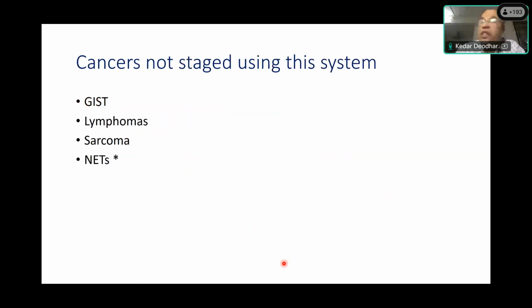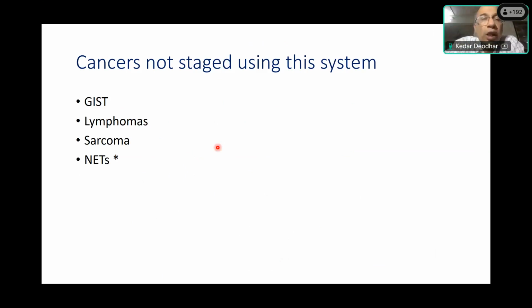Cancers not staged using this particular system are GIST, because this TNM staging system is usually used for carcinomas. For GIST, lymphomas and sarcomas, and NET, staging is slightly different. NET is similar, but I'll point out in a minute what the difference is. Lymphomas, obviously, we are not going to get tested. It is very uncommon to get an organ resection if we have an established diagnosis of NHL or Hodgkin's lymphoma.